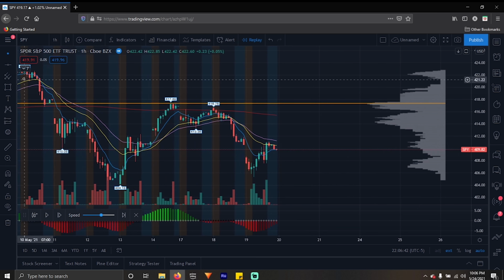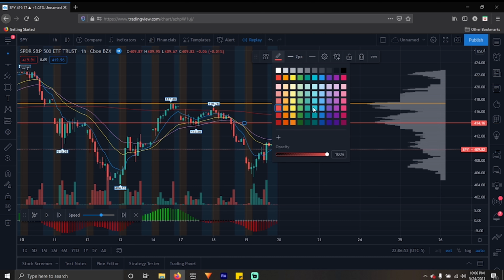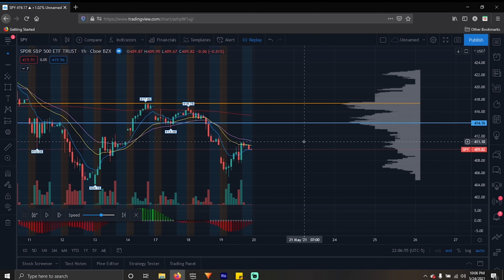Now, I'm going to take my horizontal line drawer and I'm going to go to the first real resistance from where we are upwards. So right here. And I'm going to put a line right there and just see what happens. And let's make this blue just to make it a little more appealing. So, all right, I put this line right here at this first level of resistance, which is the 414-ish area. And let's hit play. Let's see what happens.